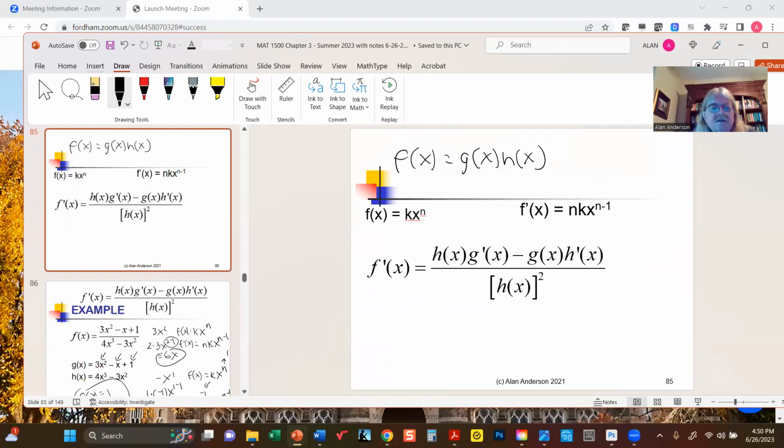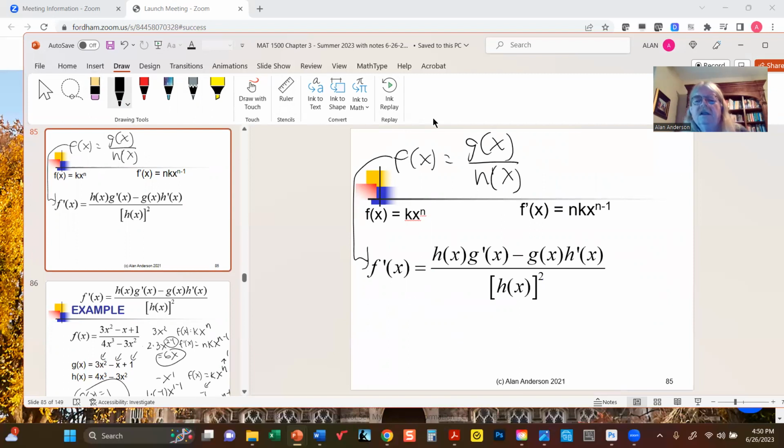Okay, I don't know what this is doing here. This should be g of x over h of x. If that's what our function looks like, then this is what the derivative looks like. That is the quotient rule. For some reason I had copied the power rule again. Okay, so that's what it looks like. And you can see it is a mess.